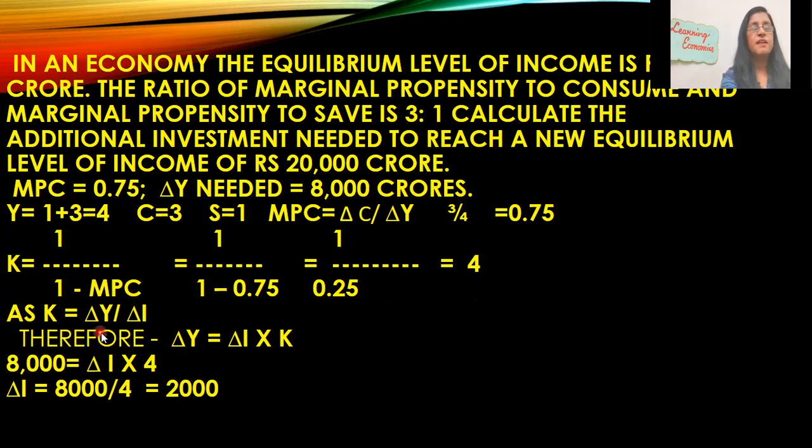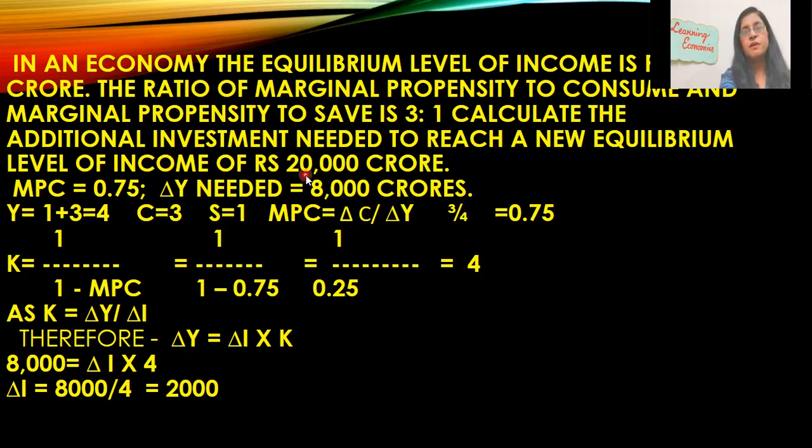K is equal to delta Y upon delta I, this is also a third formula. Delta Y means change in income, delta I means change in investment. Therefore, when we cross multiply it, we get delta Y is equal to delta I into K. We had done a numerical in the previous video also. So 8,000 is equal to delta I into 4. 8,000 divided by 4 is 2,000. That means we have to make an additional investment of 2,000 crore for increasing our income according to our expectation.